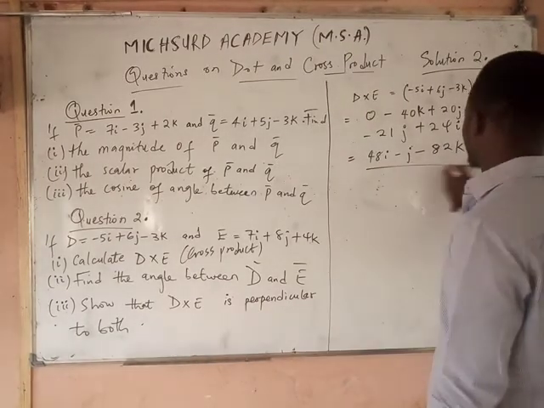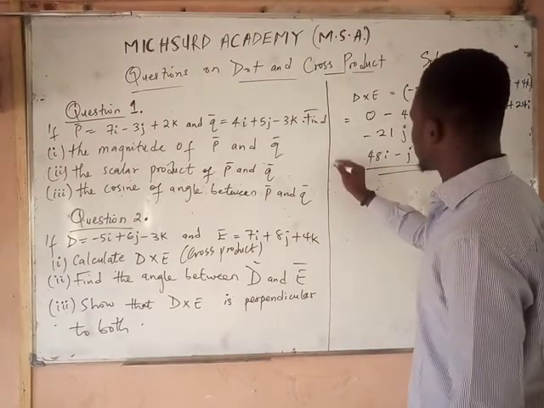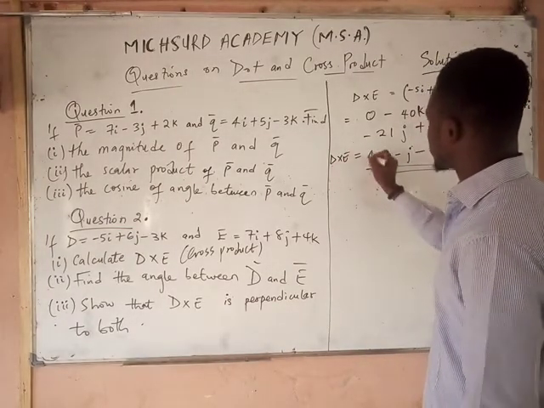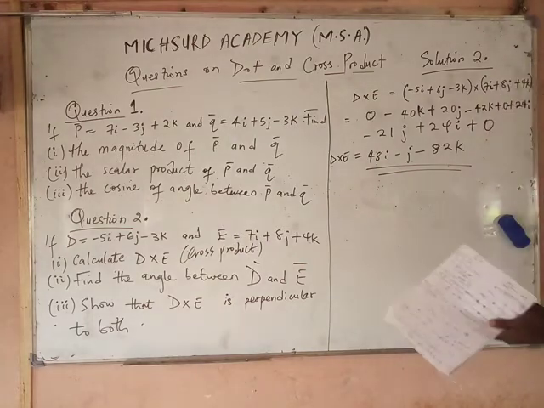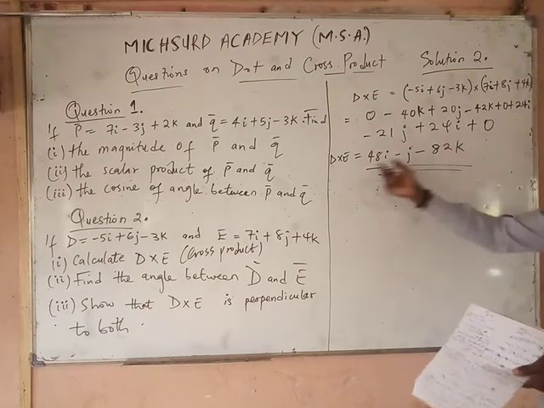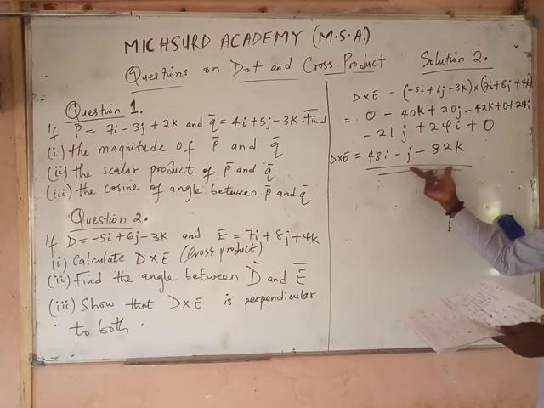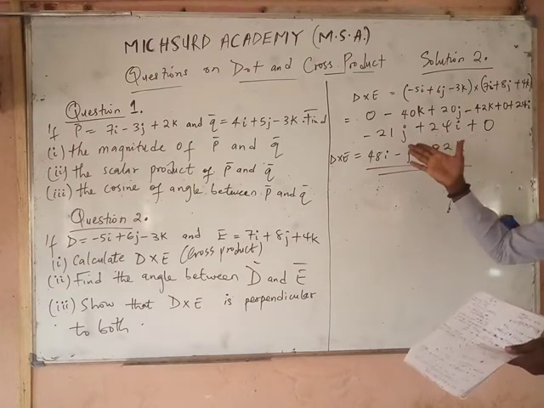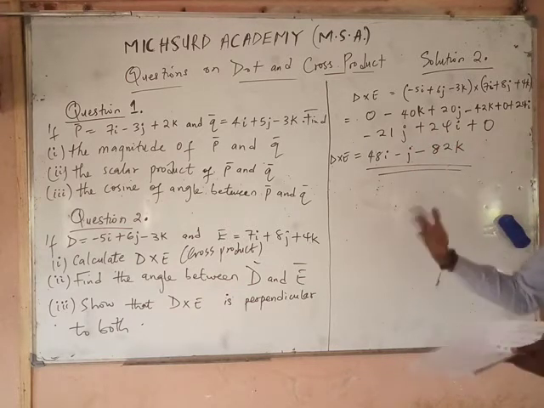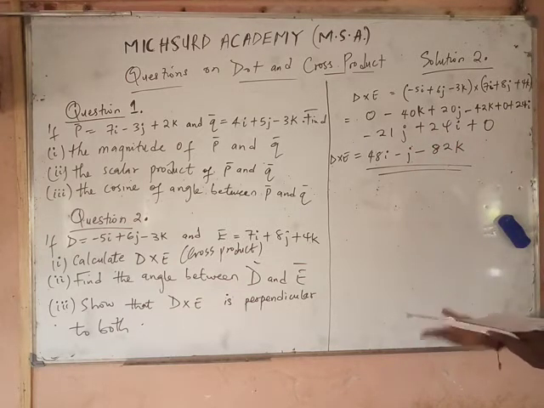So when you solve that, what you have gotten is your d cross e. Now you see your result is in vector form. So that shows that the cross product gives us a vector quantity, okay? Unlike the dot product we solved, where the result is a scalar quantity or scalar form.